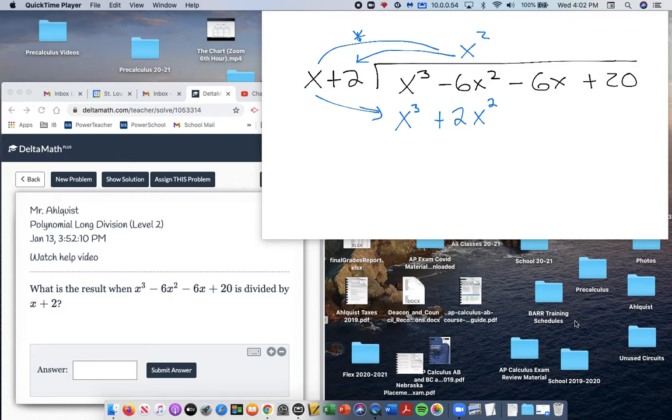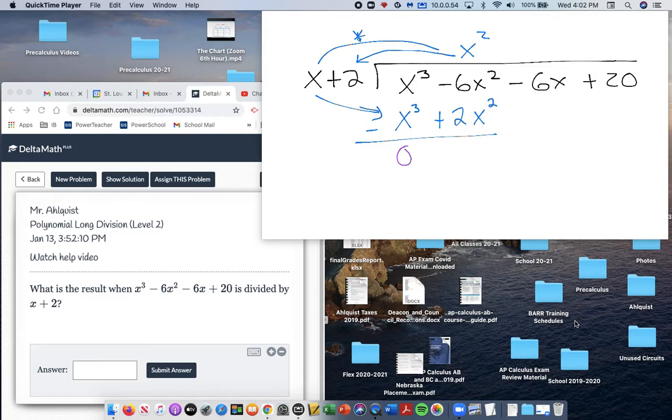So notice that I have these columns, like that's the x squared column. If I subtract these, these go away. We get 0. That's what we want to have happen. That needs to happen.